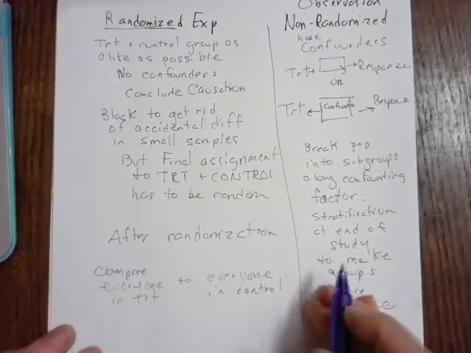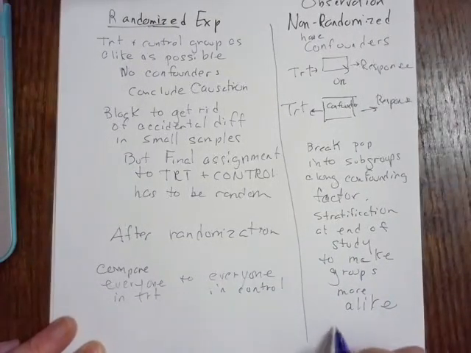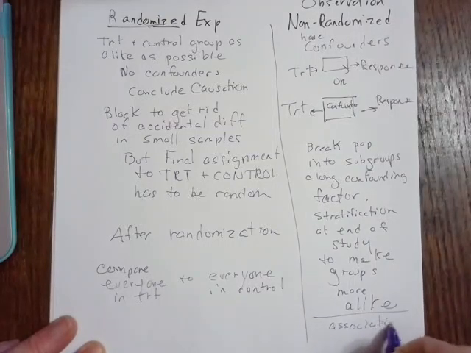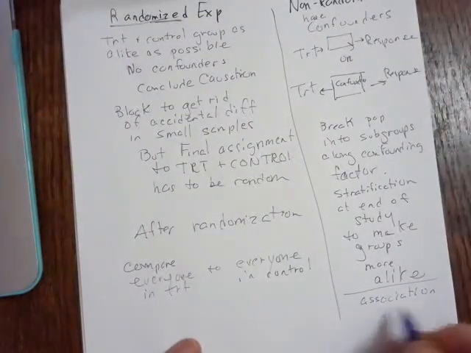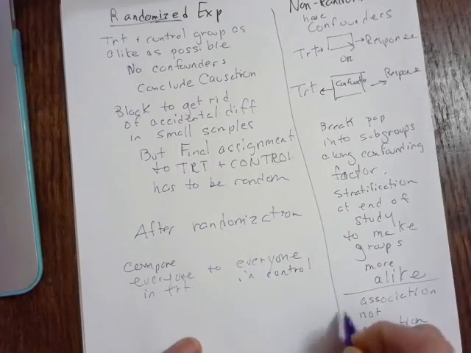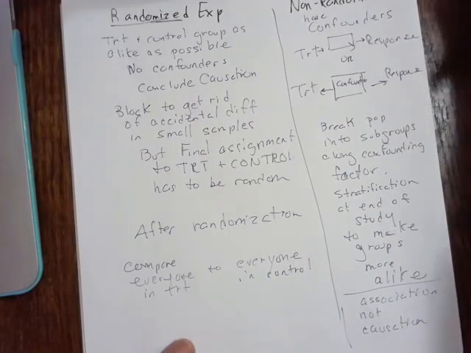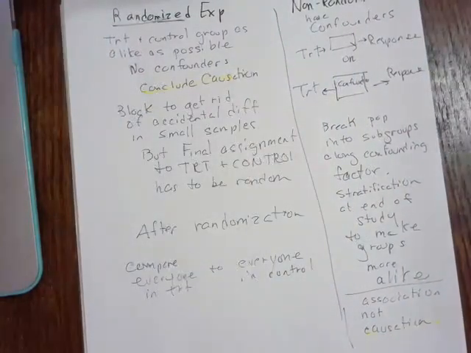And here, you can conclude causation, and here, all you can say is there's an association. There might be an association between the treatment and the response, but you don't know if the treatment's causing the response. So association or correlation, not causation. Okay? And here, that's the key thing, you can conclude causation. So that's basically what you should be looking at for the experimental design.